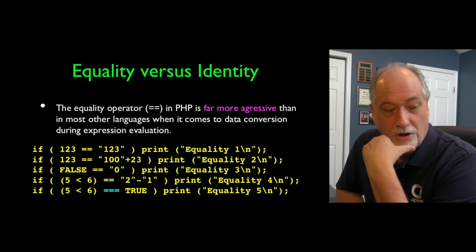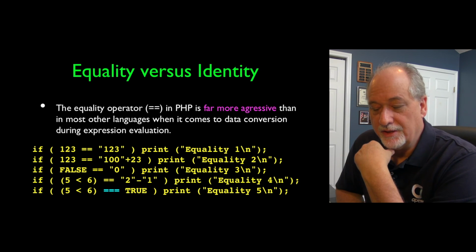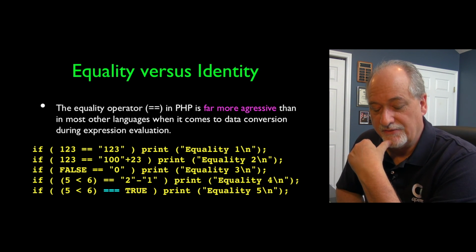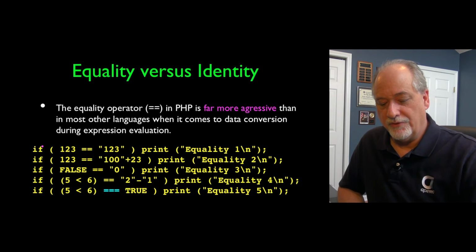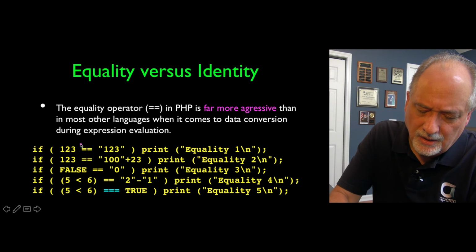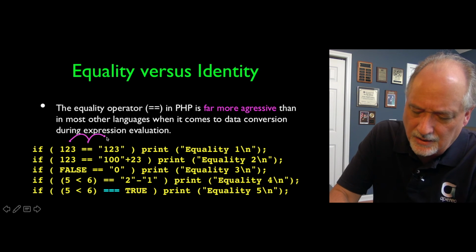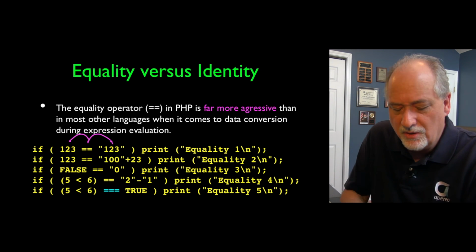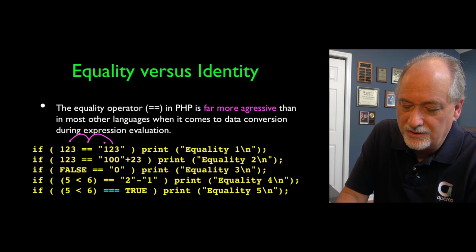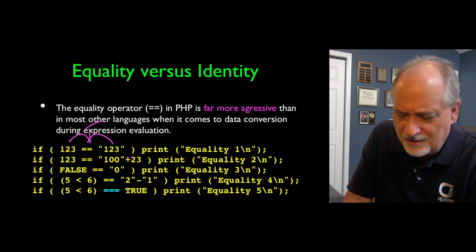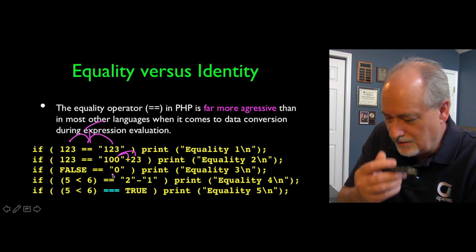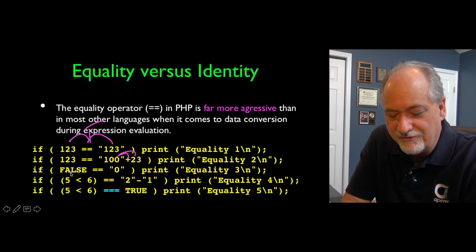So, equality versus identity. The double equal operator is a type converting operator, and it's aggressive in its type conversion. So if we look at this bit of code right here, it looks at the 123 and the string 123, and it converts that to a number before it does the equality. So this becomes true. If we see this 100 plus 23, which is a string, that's also true. Here we have false.